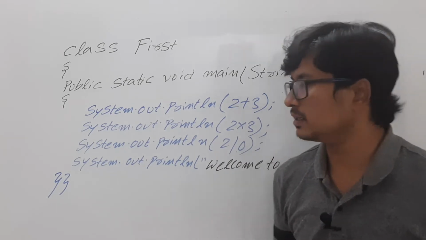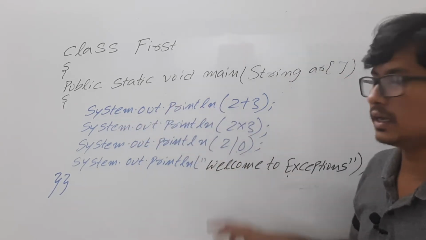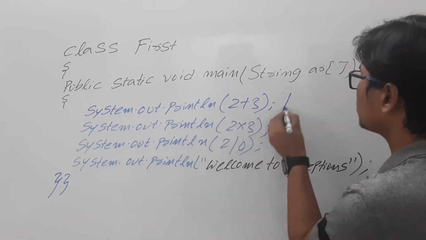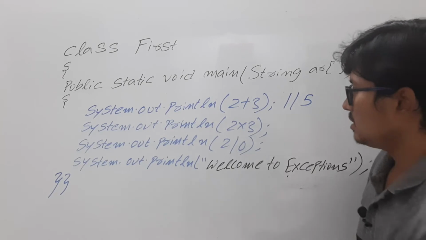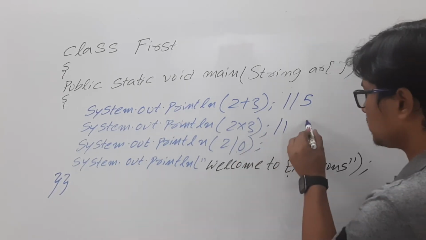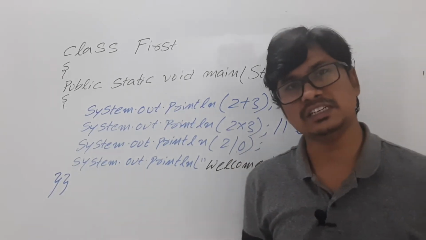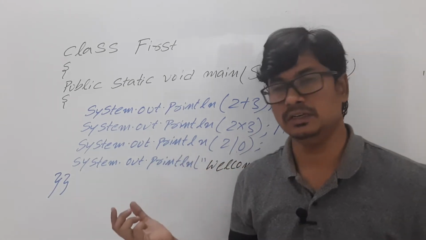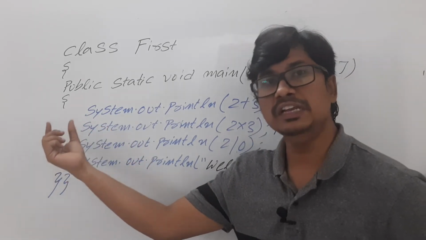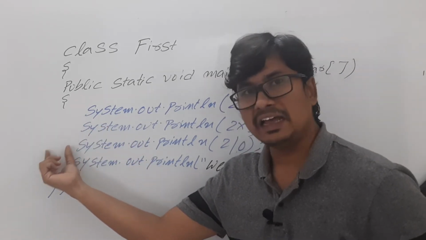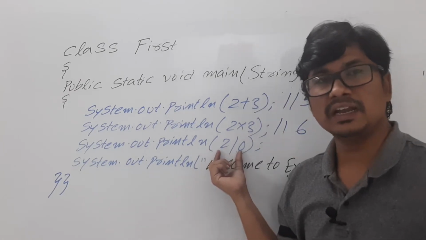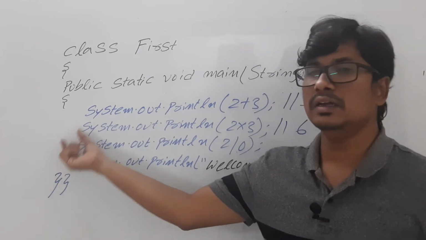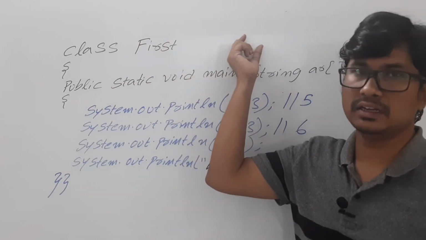Now look here, this statement System.out.println 2 plus 3, where 2 is an integer constant and 3 is an integer constant, will return the output 5. Similarly 2 into 3 will give 6, but 2 by 0, in mathematics it is infinity, but in a programming language this will raise an exception. An unexpected event occurred, so the program will be halted here and you will get a runtime error.